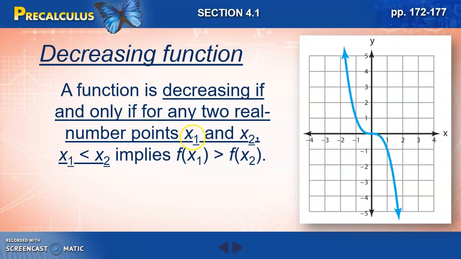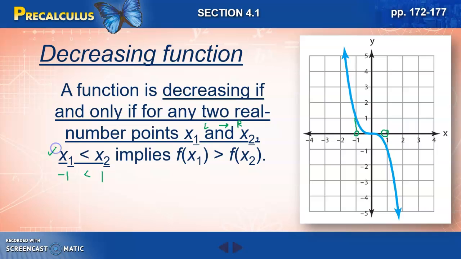So let's choose some points. Again, we have to move left to right. So we're going to choose our x sub 1 point to be -1 and our x sub 2 to be 1. Okay, according to this, if it's decreasing, x sub 1 is less than x sub 2. Well, -1 is less than 1.